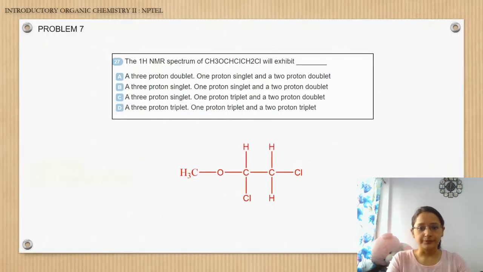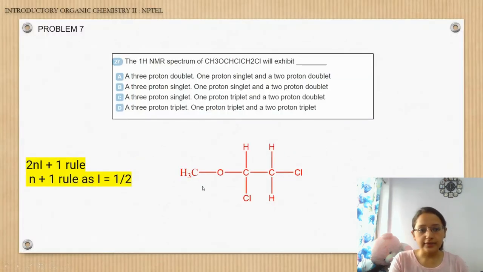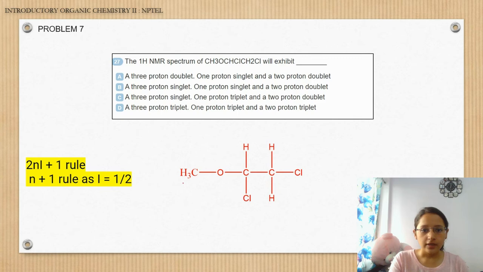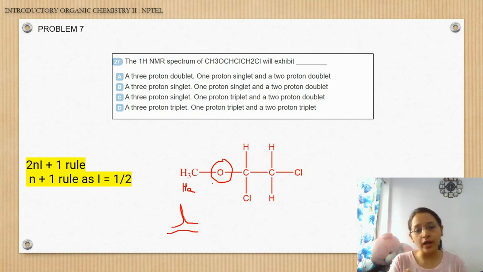Do you get my point that for this proton present on the methyl, if we are considering it as HA, then these three protons, as there is no further hydrogen to split this signal into some multiplicity, will form a singlet for this particular HA. As there are no hydrogens present on the adjacent carbon, this particular methyl will show you a singlet.